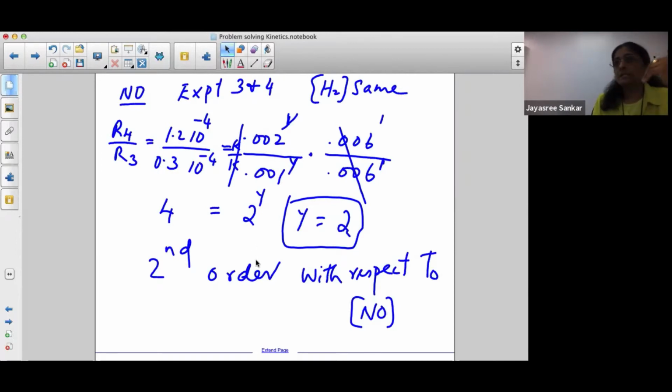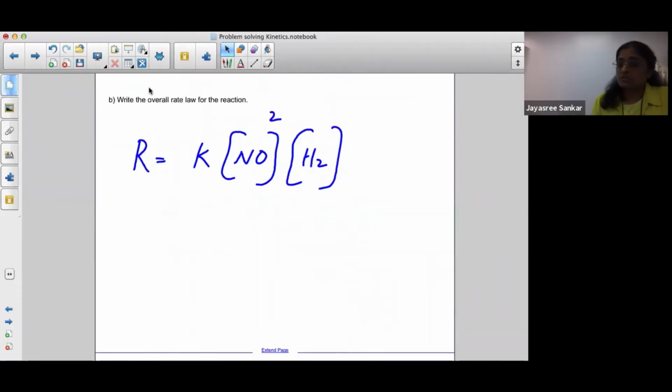Okay, so that's an indication. When the rate is quadrupled, that means with respect to that particular reactant, it is second order. So we already calculated the order with respect to NO and hydrogen. So now it is time to write down the rate law.